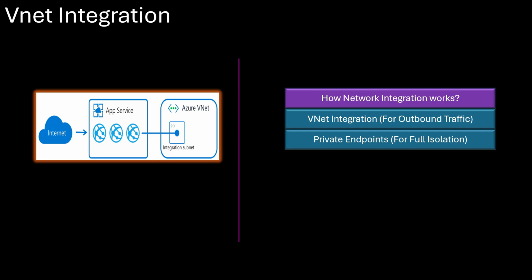In summary, by integrating your Azure App Service and Functions with a virtual network, you gain greater control, improved security, and seamless hybrid connectivity. Whether you are simply securing outbound traffic with VNet integration or fully isolating your app with private endpoints, you are making sure that your cloud applications communicate privately and securely, keeping your data protected and your network architecture optimized.